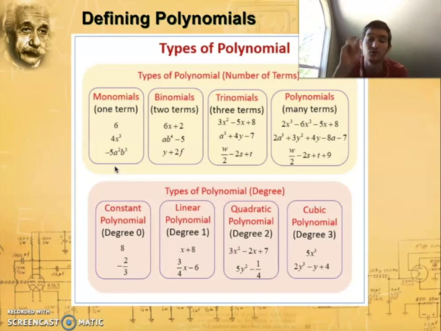So even though it has 2 different variables, it is still only one term because it is one group of variables being multiplied by each other. So it's one massive quantity. Okay, so then binomials, this is going to be 2 terms.